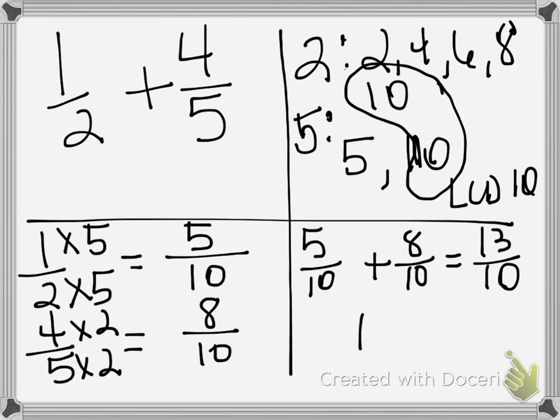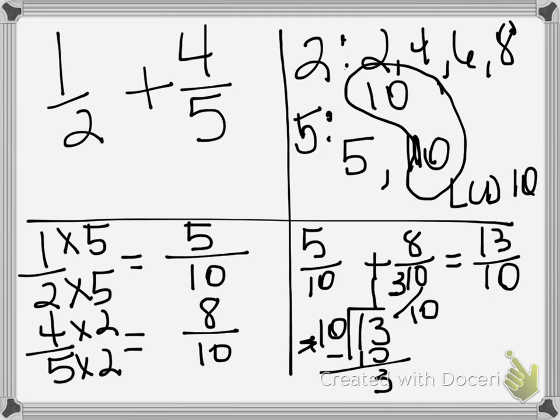Okay, on 13/10, that gives me an improper fraction. So I must divide the top by the bottom to get my mixed number. 10 goes into 13 one time, and 1 times 10 is 10. Subtract, and I have 3 left over. 3 will become my numerator, and 10 will be my denominator, the number I'm dividing by. So I have 1 and 3/10.